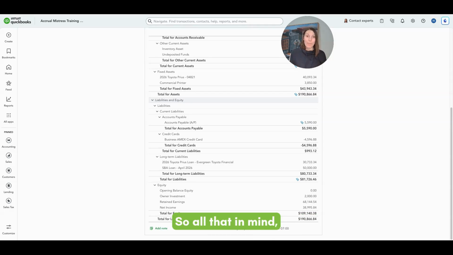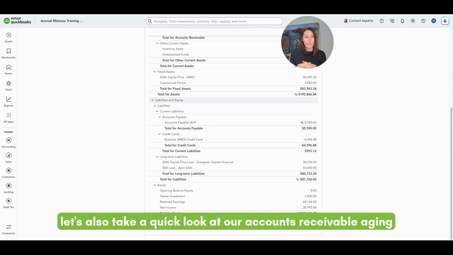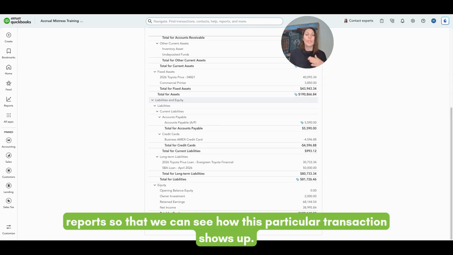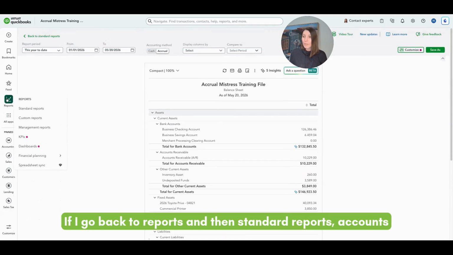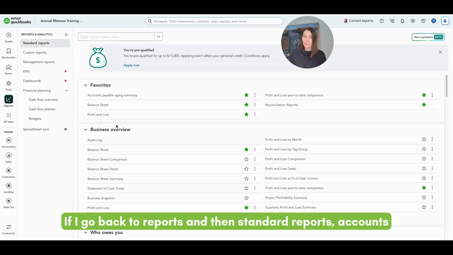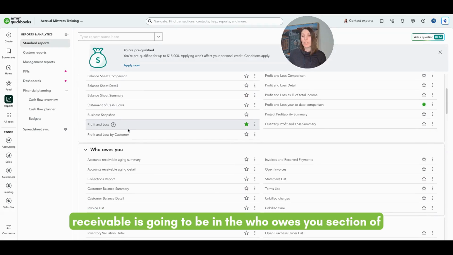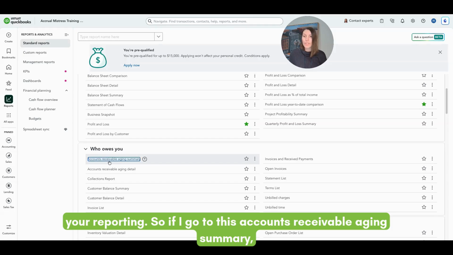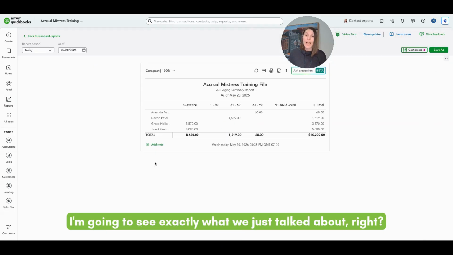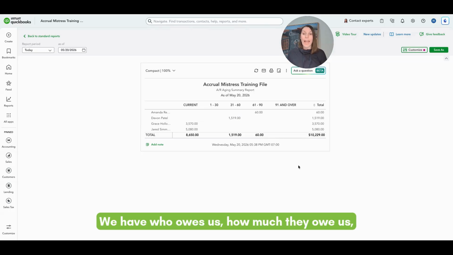So all that in mind, let's also take a quick look at our accounts receivable aging reports so that we can see how this particular transaction shows up. If I go back to reports and then standard reports, accounts receivable is going to be in the Who Owes You section of your reporting. So if I go to this accounts receivable aging summary, I'm going to see exactly what we just talked about. We have who owes us, how much they owe us, and how far past due it is if it is past due.